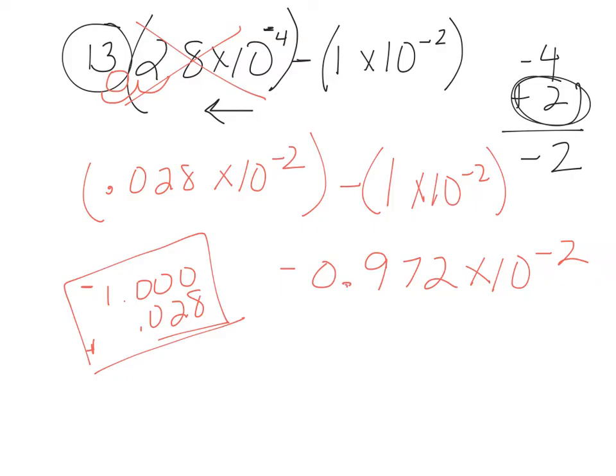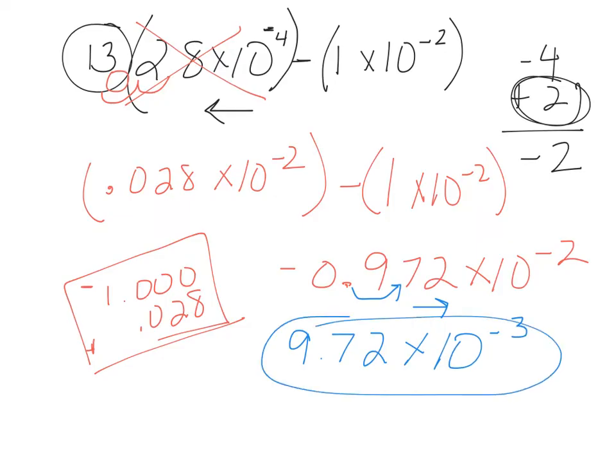This is not proper scientific notation. Proper scientific notation wants the decimal after one whole number. So I need to move this one place to make it proper. And since I moved it this way, I need to subtract one from the exponent. So negative 2 minus 1 gives you 9.72 times 10 to the 3rd.